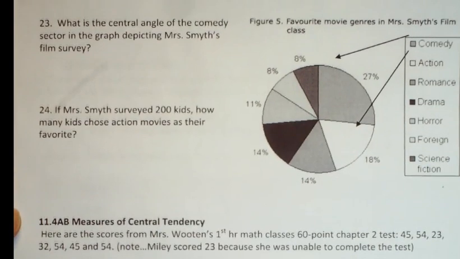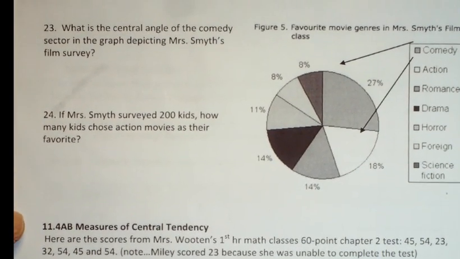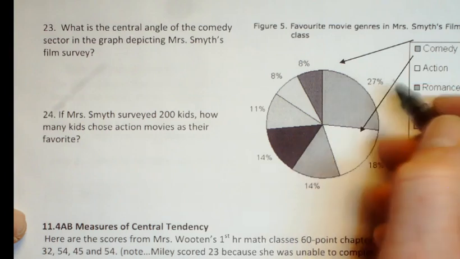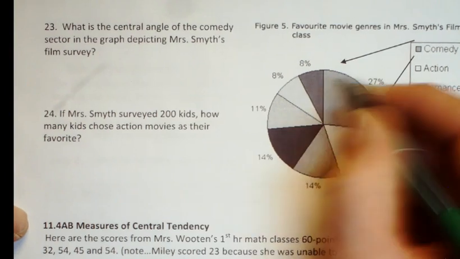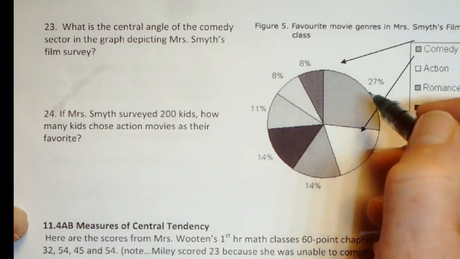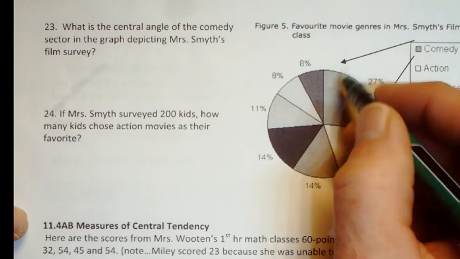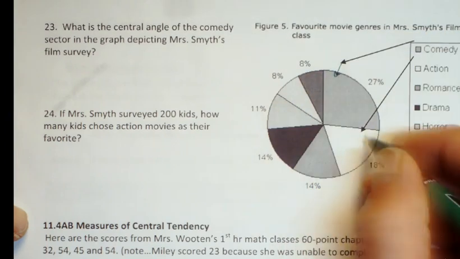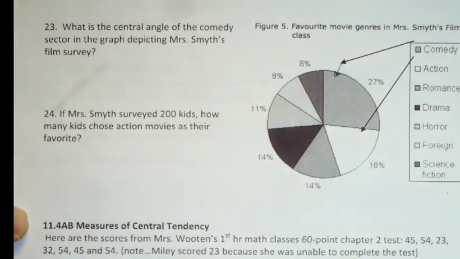What is the central angle of the comedy sector in the graph depicting Mrs. Smythe's or Mrs. Smith's film survey? So comedy is over here. I have to double check that. Oh, it's got to be right here. So this is the comedy here. It's pointing to this section. This one's pointing down. I think the graphic got slid a little bit.